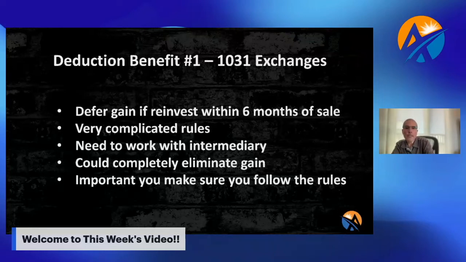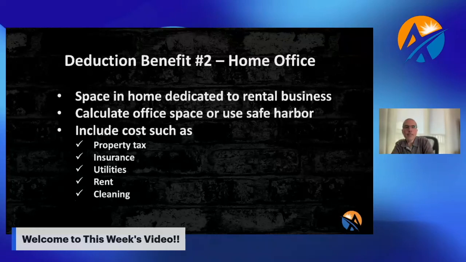Depending on when you're watching this video, check on the rules, as it has been attempted a few times to take away this benefit. So benefit number 2 is the deduction of your home office. If you use a home office for purpose of your rental property, you might be able to deduct some of your home costs such as property tax, insurance, utilities, rent, and even cleaning. This deduction is based on actual cost and allocating a portion of indirect costs such as electricity.